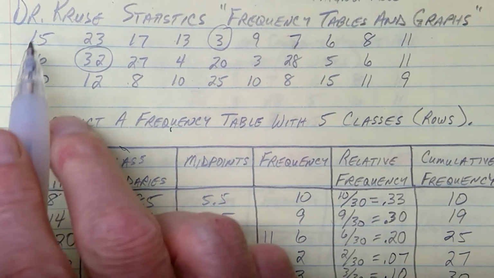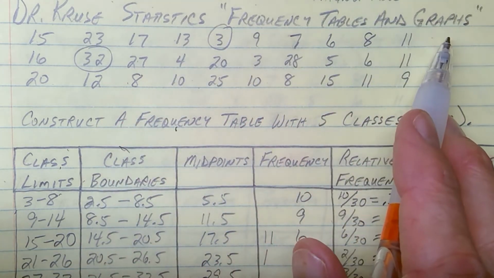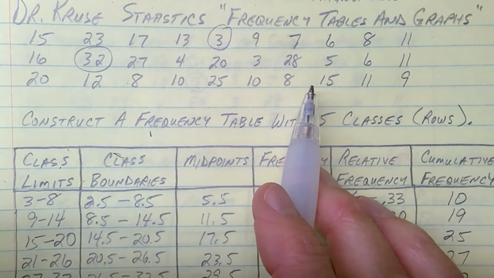Okay, guys, this is Dr. Kruse, elementary statistics, and we're going to talk about frequency tables and graphs today. So we're kind of just discussing where the standard normal distribution comes from.